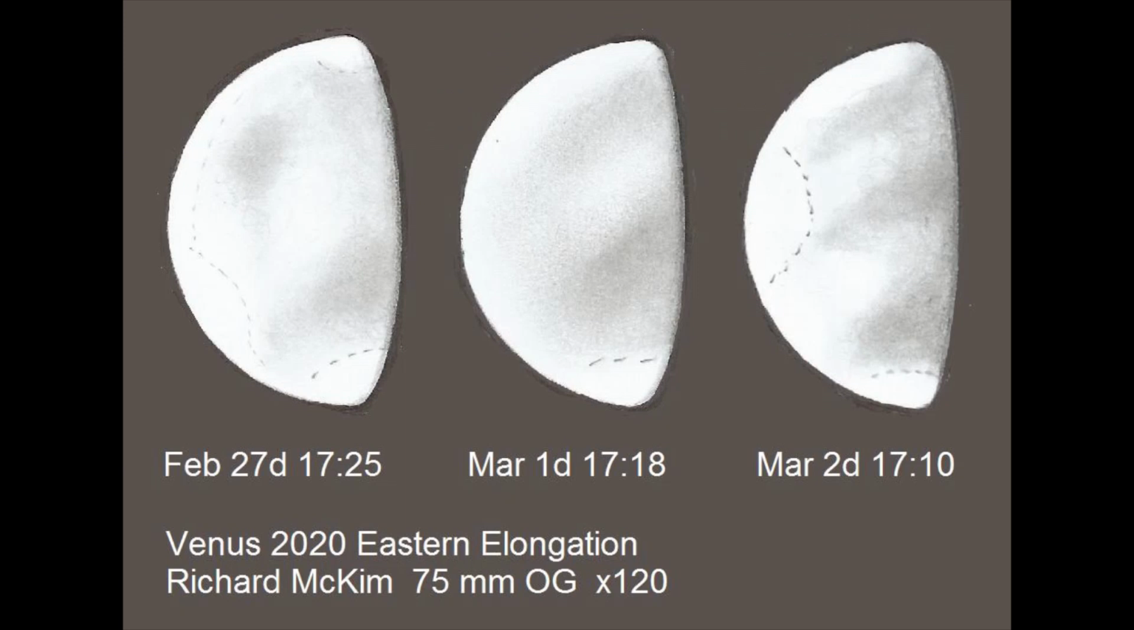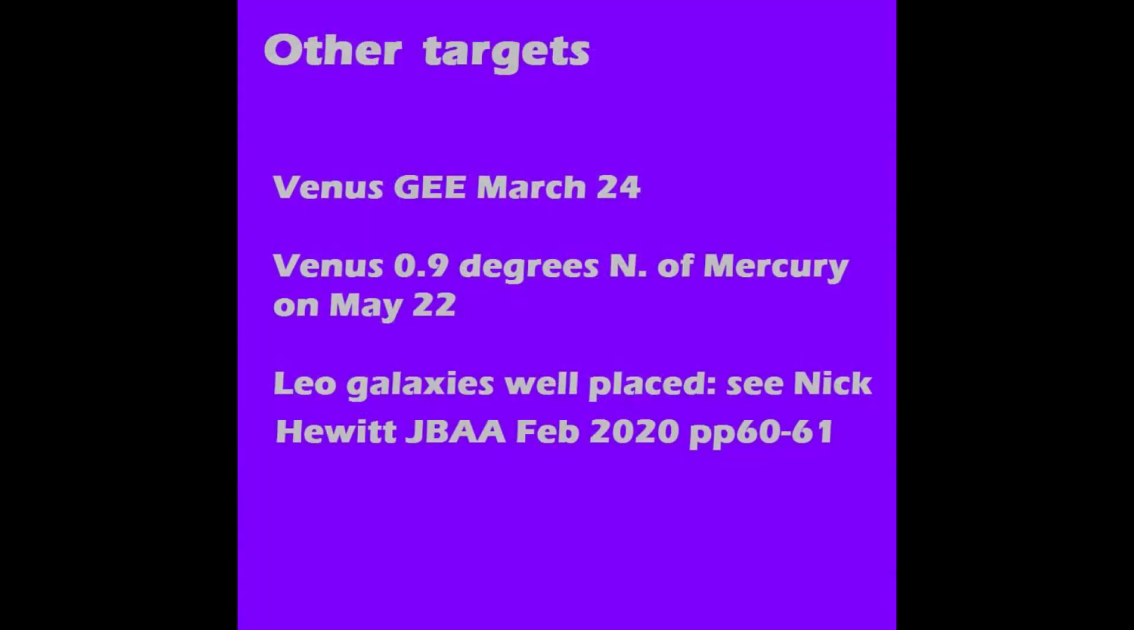What about some other targets? Well, Venus I've mentioned. Greatest elongation east is on March the 24th, which is the day before the BAA meeting was supposed to take place. An interesting conjunction on May the 22nd: Venus will be just less than a degree north of Mercury. Well worth catching this, perhaps in a daytime sky. It's always surprising to see how tiny Mercury is compared to Venus and how dull it is.